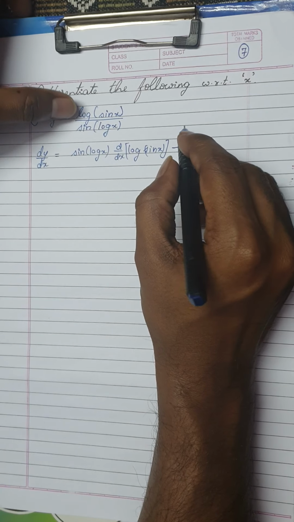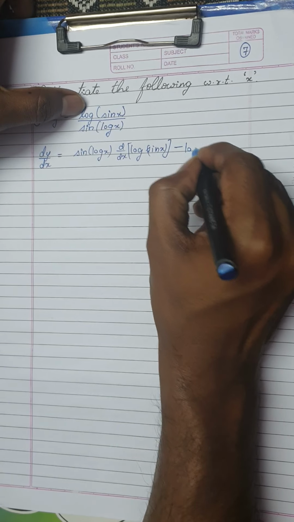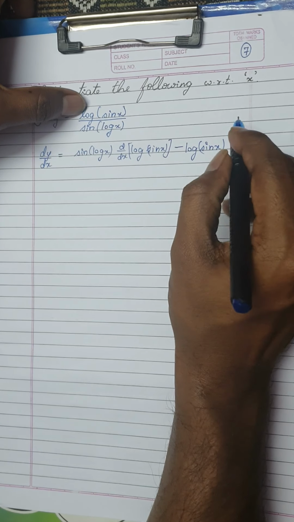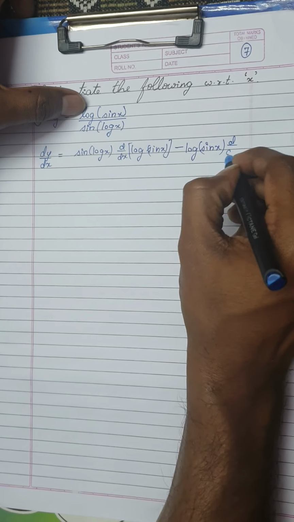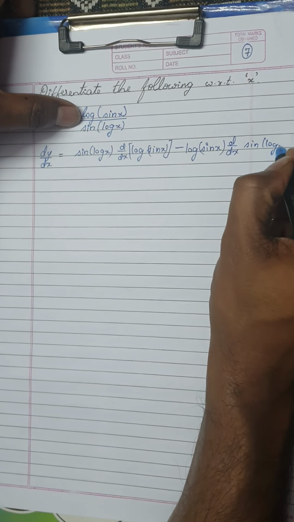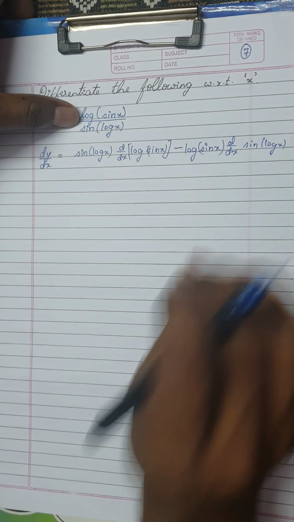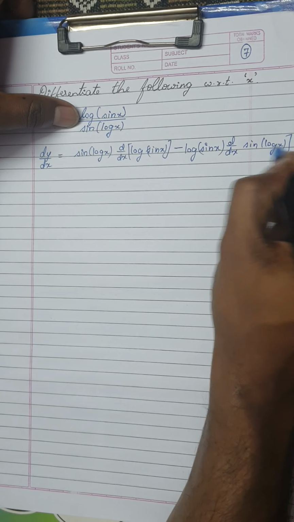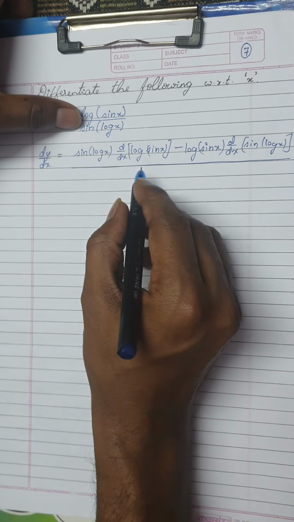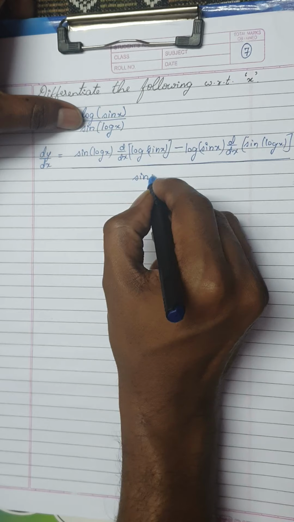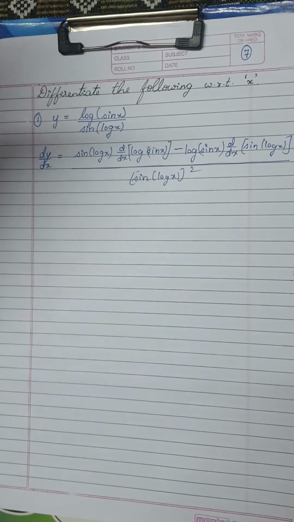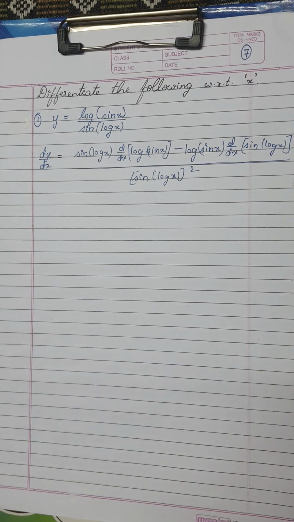you keep the numerator as it is, that is log of sin x, and you differentiate the denominator, which is sin of log x, so d by dx of sin of log x, whole divided by, remember, the denominator square, that is sin of log x whole square. So please be careful.